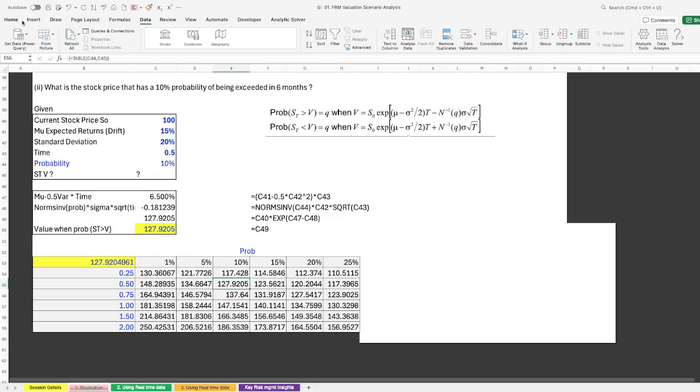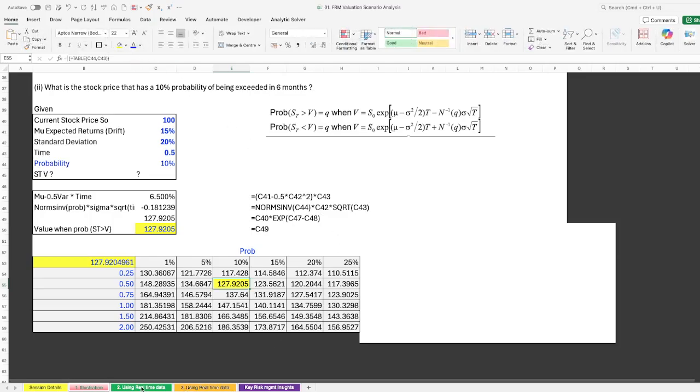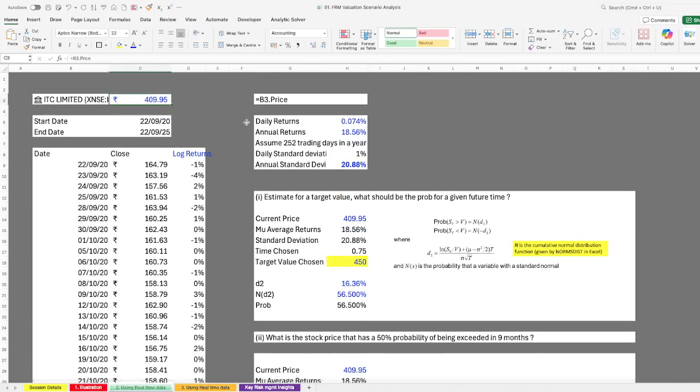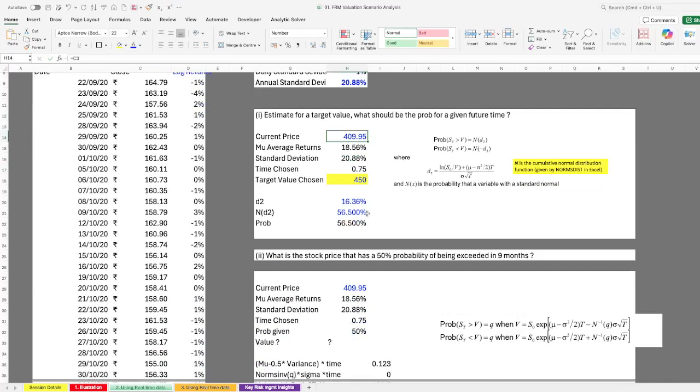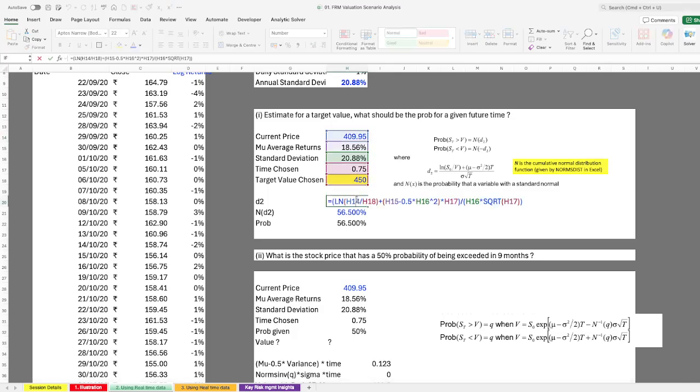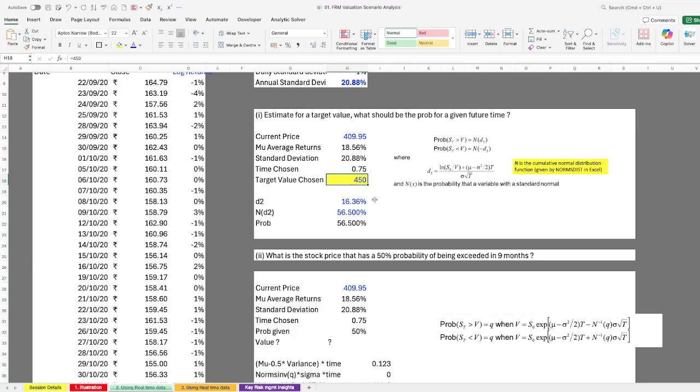This is fine. Now the next is I've taken live data of the ITC stock. Current price is 409.95. I've taken log normal returns for the 5 years data. I use real-time data and multiply it by 252 for annual returns. Now I've taken the daily standard deviation times square root of 252. Now using the live actual data, I calculated D2 and the target value of 450. So in the next 9 months, what is the probability of ITC going above 450?